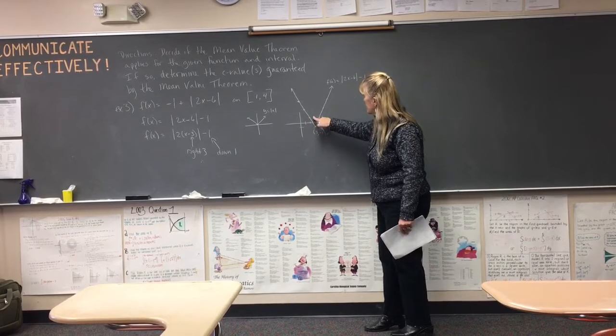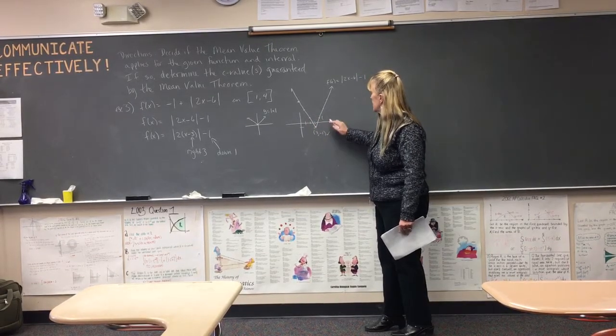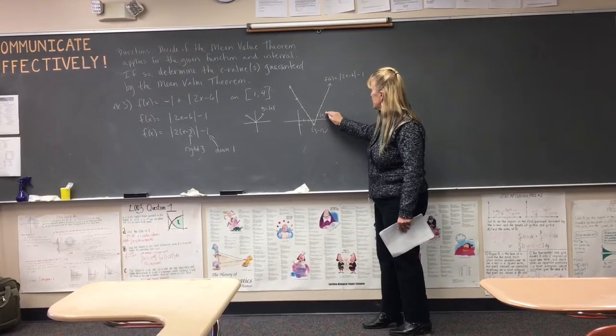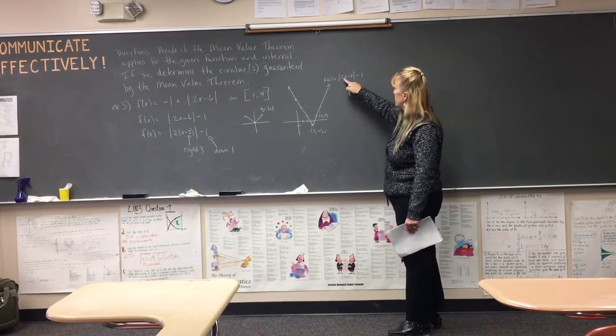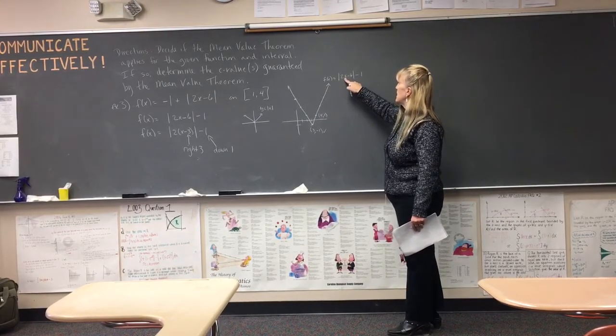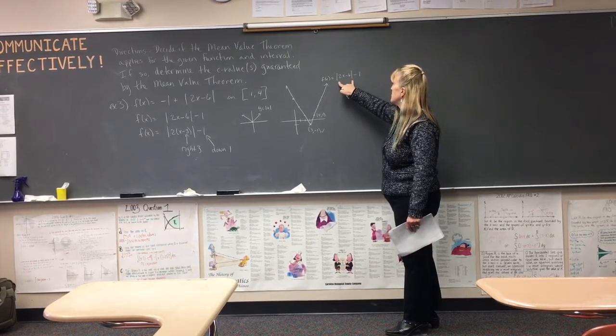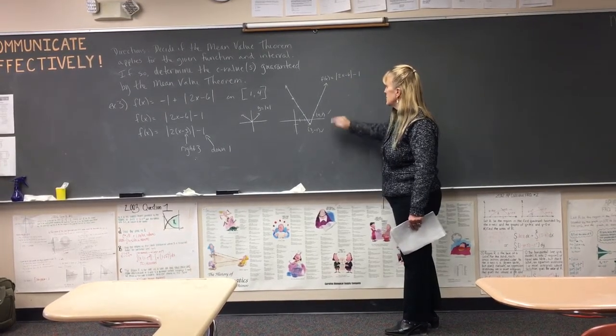I went up, how many? I went up 2, right 1. So if I went up 2, right 1, that should be the point 4, 1. Let's just check 4, 1. 2 times 4 is 8, minus 6 is 2, absolute value of 2 is 2, minus 1 gives me 1.